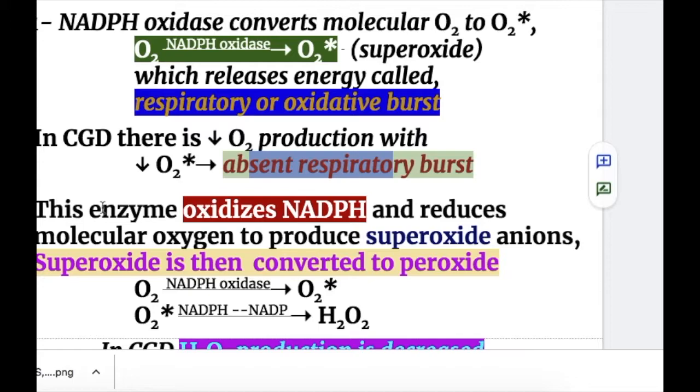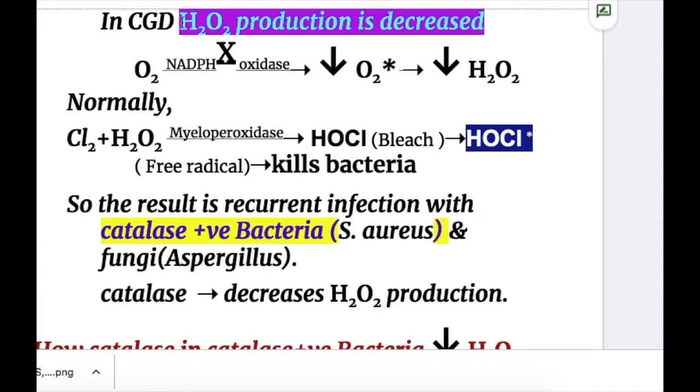So this enzyme NADPH oxidase, what does it do? It oxidizes NADPH and reduces molecular oxygen to produce superoxide anions. Superoxide is then converted to peroxide. So NADPH is converted to NADP under the action of NADPH oxidase, causing oxidation of the NADPH and forming hydrogen peroxide. So in CGD, hydrogen peroxide production is decreased. Why? Because there is no oxygen. So NADPH oxidase does not convert molecular oxygen to the oxygen radical. So the production of H2O2 is decreased.